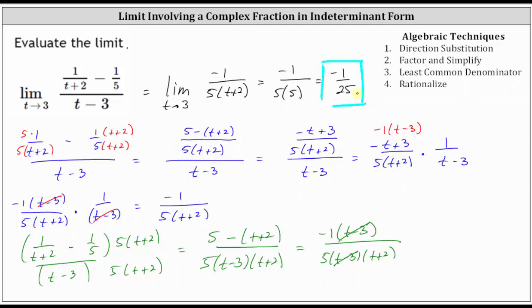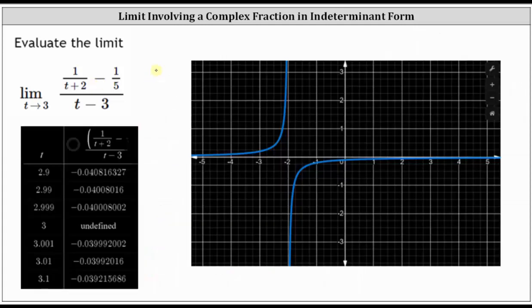Let's see if we can verify this using a table of values as well as a graph. Since we have the limit as t approaches 3, we have to approach the same function value as we approach t equals 3 from the left and the right. So approaching 3 from the left are values less than 3. We can see the function values are approaching negative 0.04, which is negative 1/25. And if we approach 3 from values greater than 3, as we see here, we are approaching the same function value of negative 0.04 or negative 1/25.